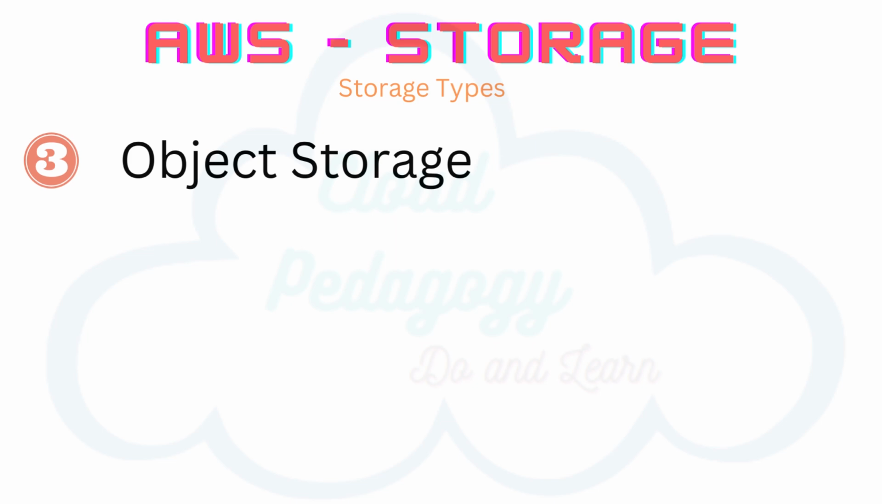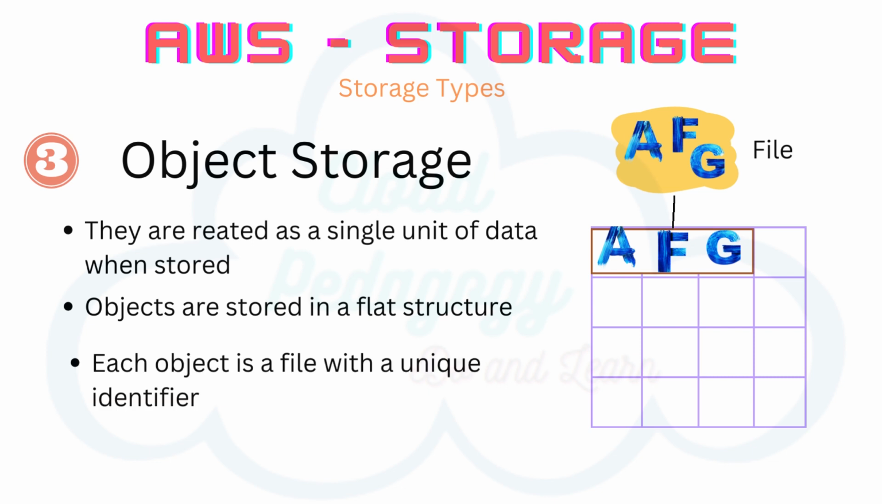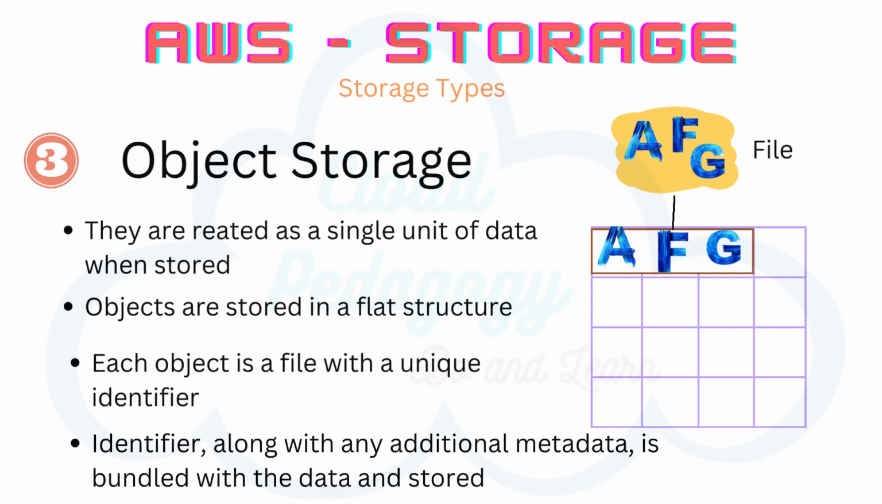Next, what is object storage? Objects, much like files, are also treated as a single unit of data when stored. However, unlike file storage, these objects are stored in a flat structure instead of a hierarchy. Each object is a file with a unique identifier. This identifier, along with additional metadata, is bundled with the data and stored.